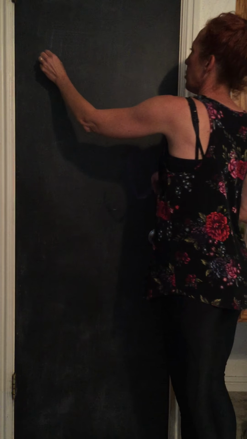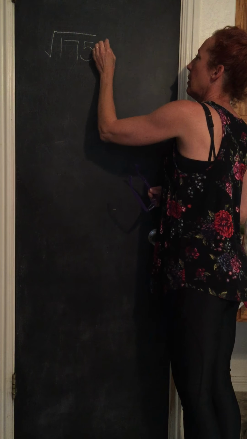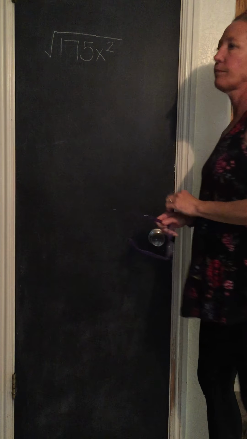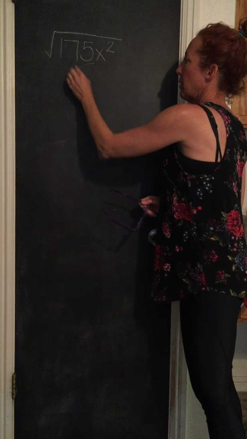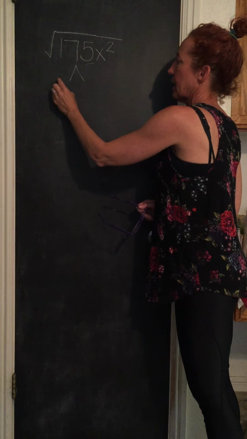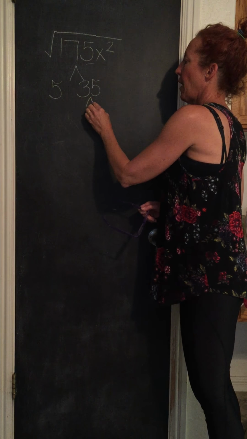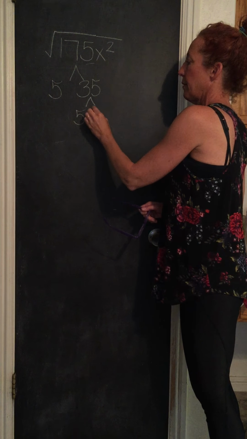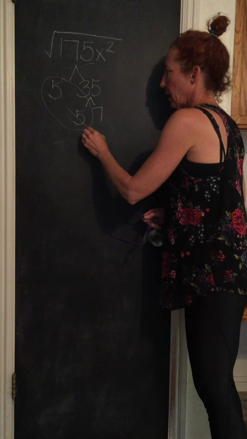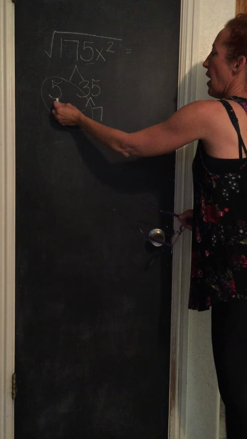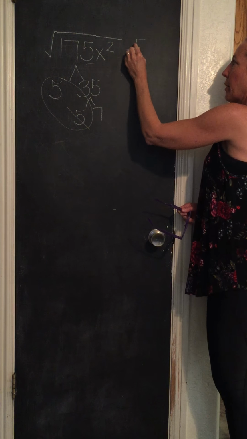So let's do the square root of 175 x squared. All right, 175, it ends in a 5, so you know it's divisible by 5. It's going to be 5 times 35. 35 can be broken down to 5 times 7. We have a pair of 5s. One guy cancels, so that 5 breaks out. That 7's underneath.